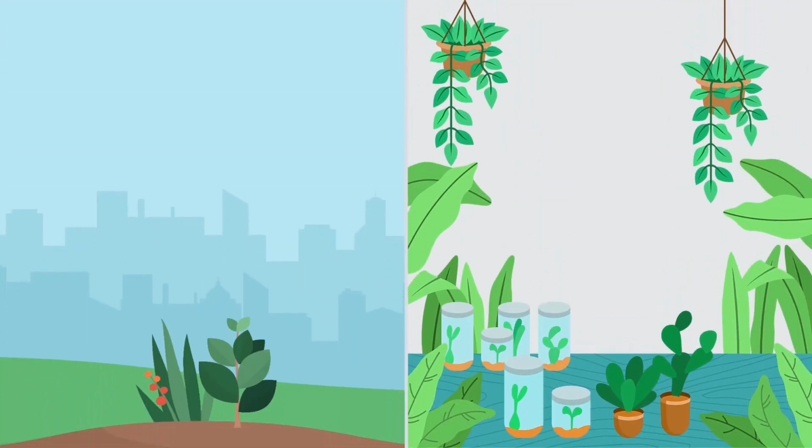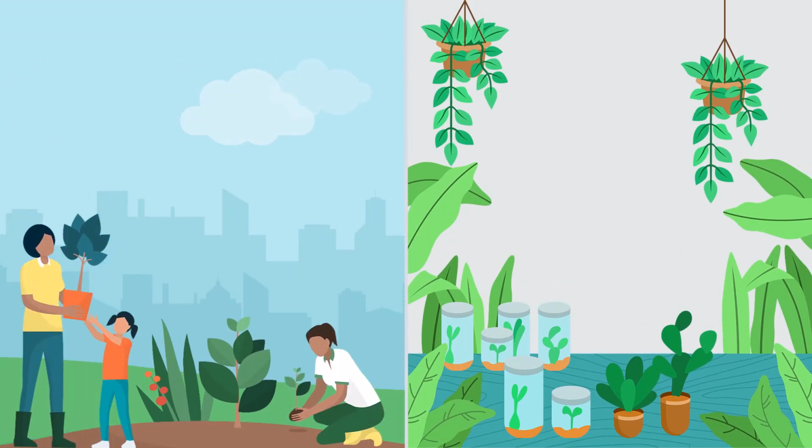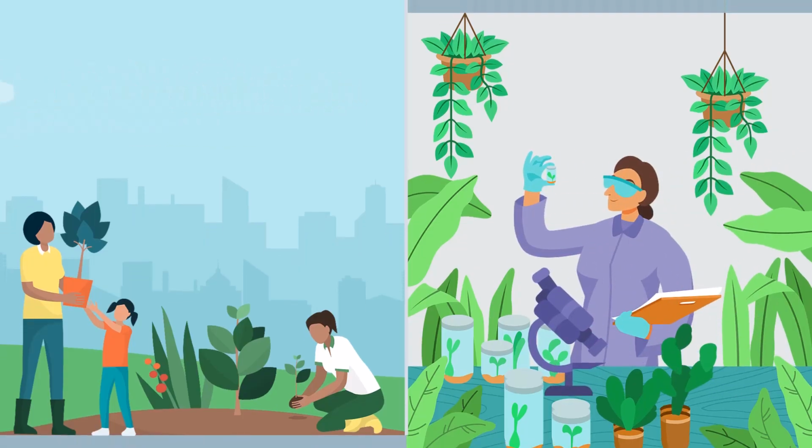Think of it this way: QI is like tending to a home garden, nurturing existing plants to make them flourish. And research is like botanical exploration, seeking new species and studying their characteristics.